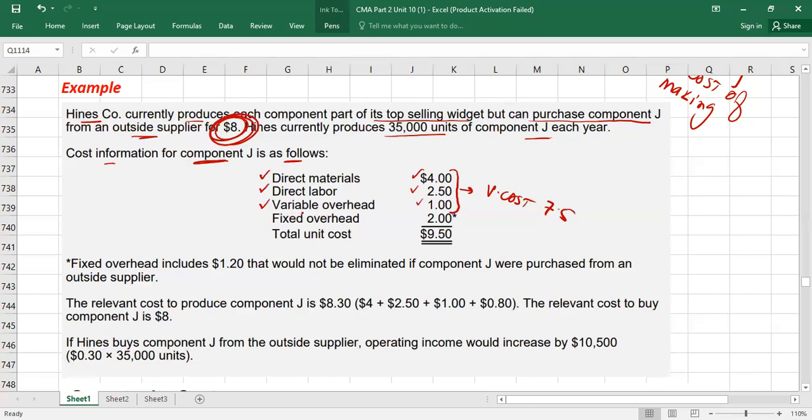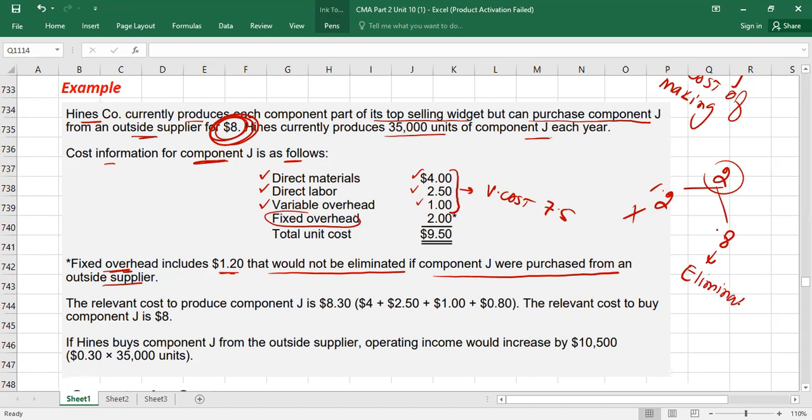But now you are also provided with the fixed overhead, a fixed cost of $2. For the fixed cost, we have a note here. Fixed overhead includes $1.2 that would not be eliminated if component J were purchased from an outside supplier. So out of $2, $1.2 is the cost which cannot be eliminated. The remaining, 2 minus 1.2, is 0.8, which can be eliminated if you buy the product from an outside supplier. We need only that portion of fixed cost which can be eliminated. So here 0.8 is eliminated.